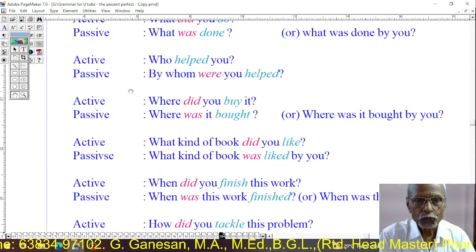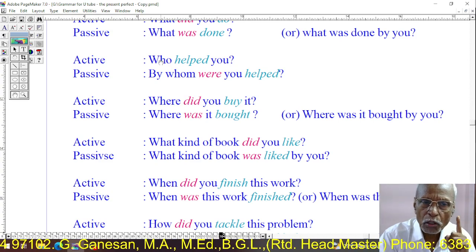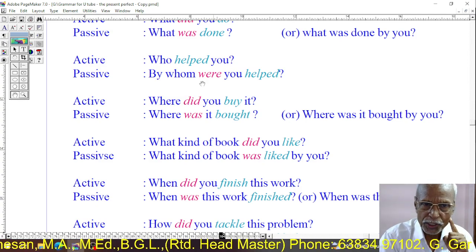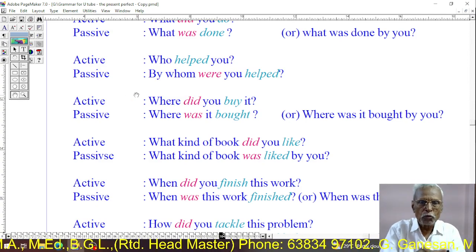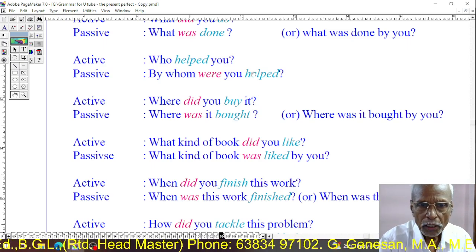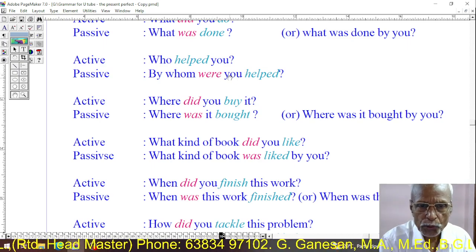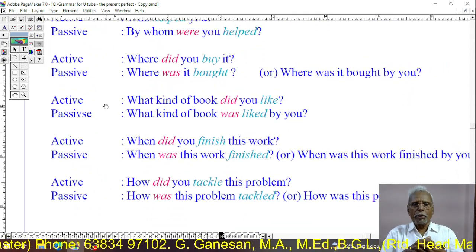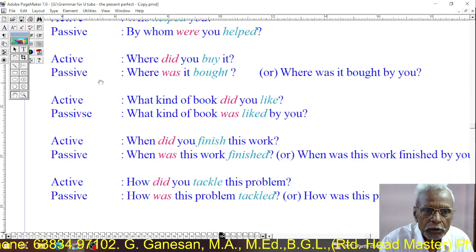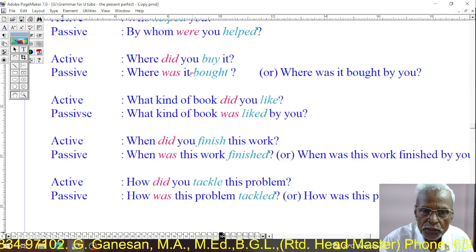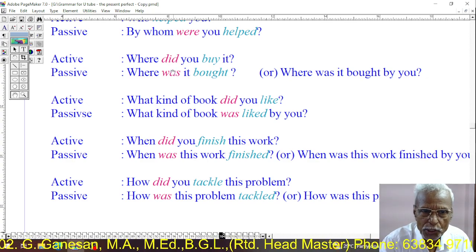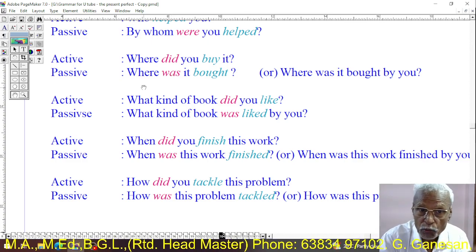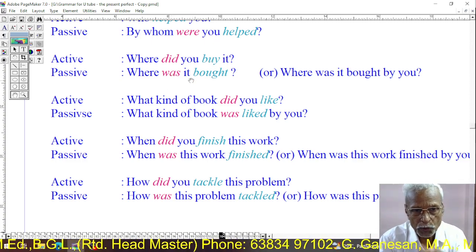Who helped you? By whom? Here who is the subject, and you is the object. Here you is the subject. Who helped you? By whom were you helped? Who is the second person plural. Where did you buy it? Here it is the object, and it becomes the subject. So did has been replaced by was. Where was it bought? Where did you buy it? Where was it bought? Bought, the past participle.